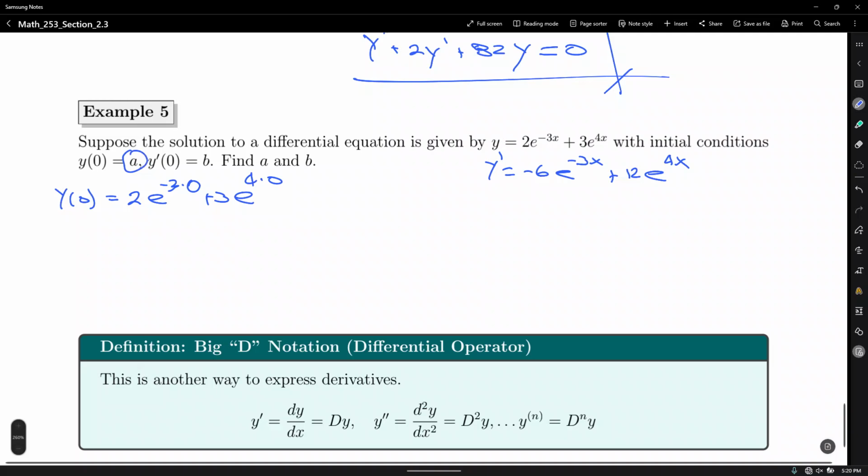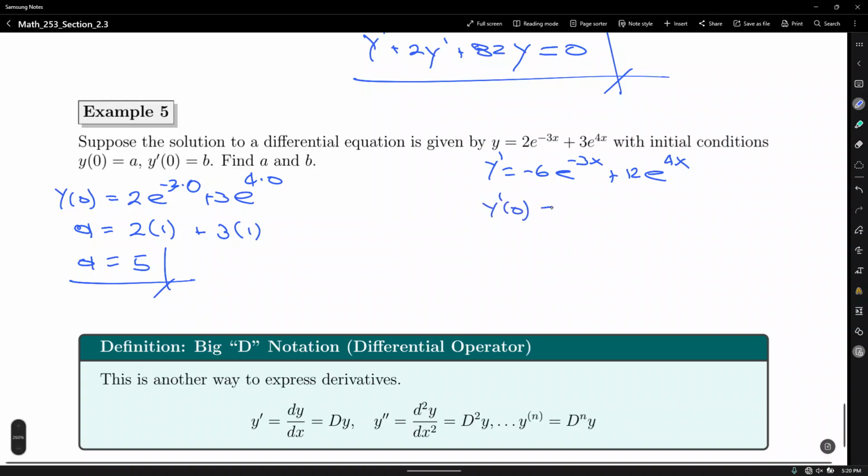What's y of 0? y of 0 in this case equals a. a equals 2 e to the 0, which is 1, plus 3 e to the 0, which is another 1. So a equals 5. All right, a equals 5.